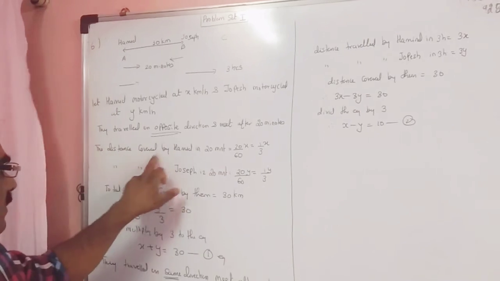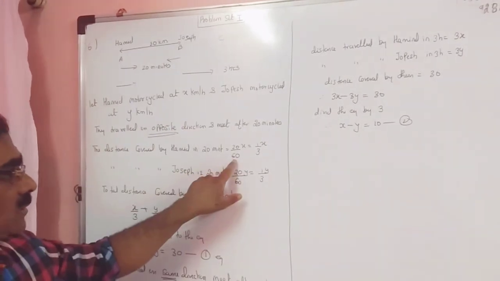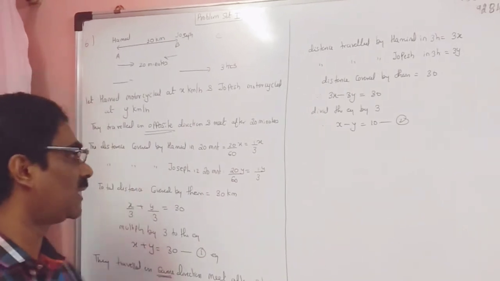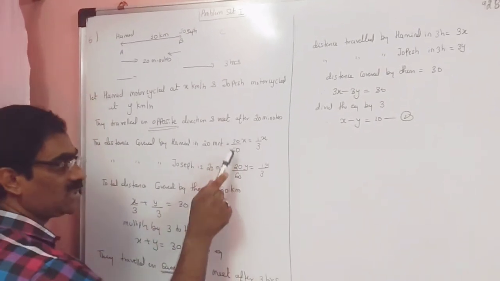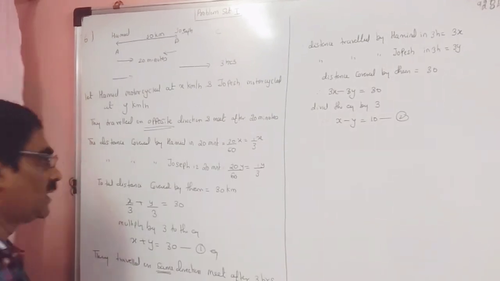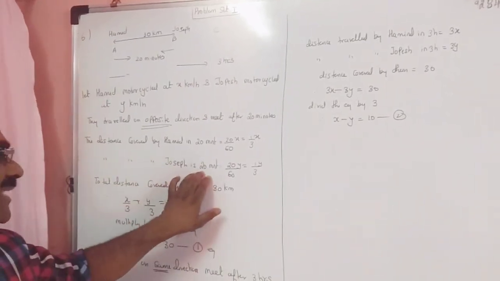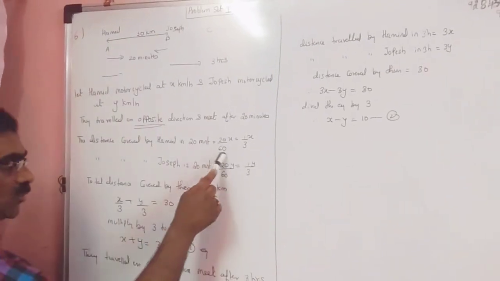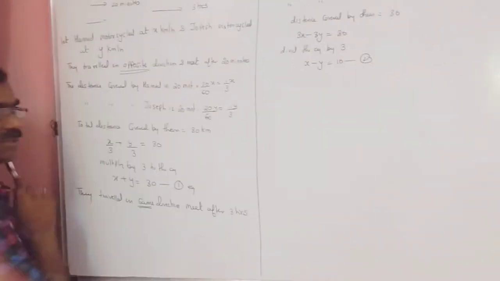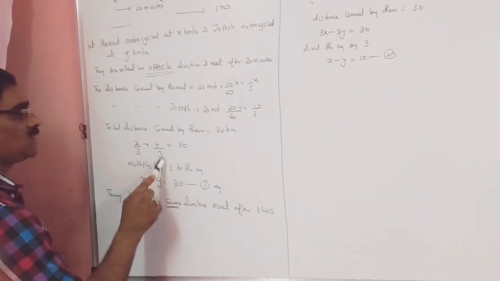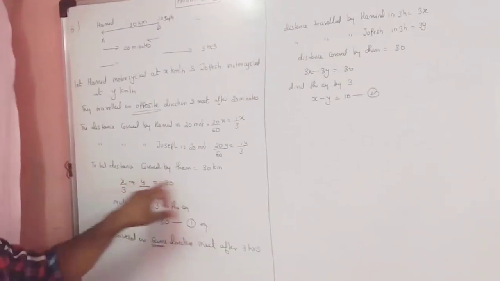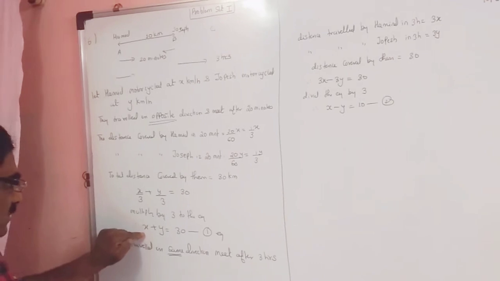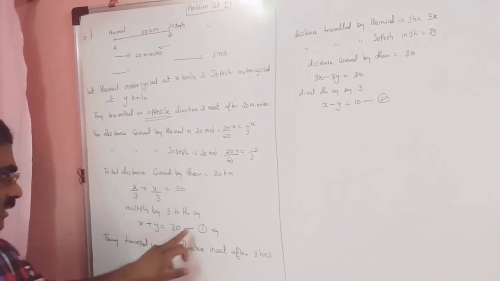So the distance covered by Hamid in 20 minutes: convert minutes into hours, so 20 upon 60, which is 1 upon 3, giving x upon 3. In the same way, the distance covered by Joseph in 20 minutes is 20 upon 60, which is y upon 3. The total distance covered by them is 30 kilometers, so x upon 3 plus y upon 3 is equal to 30. Now remove these 3s: multiply the equation by 3, so the 3s cancel. x plus y is equal to 90. So we got the first equation.